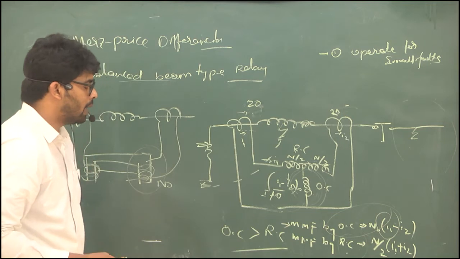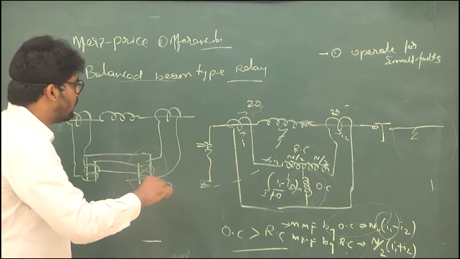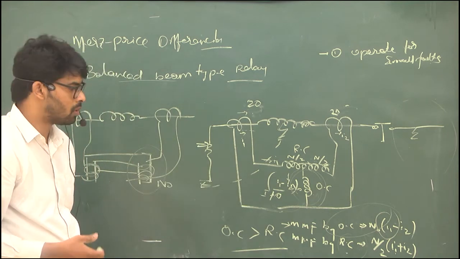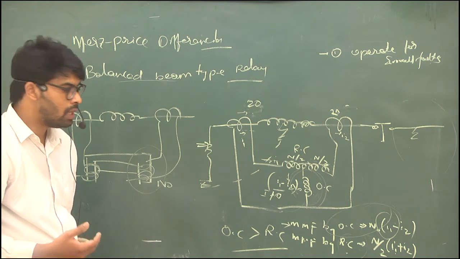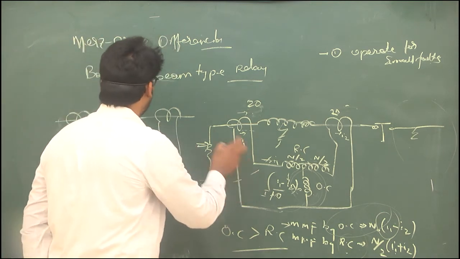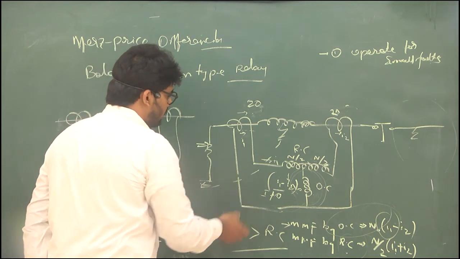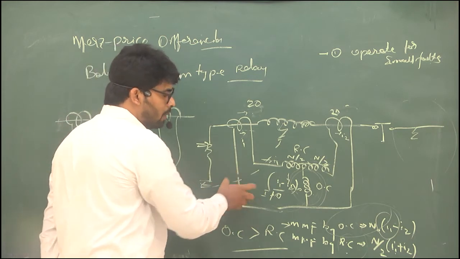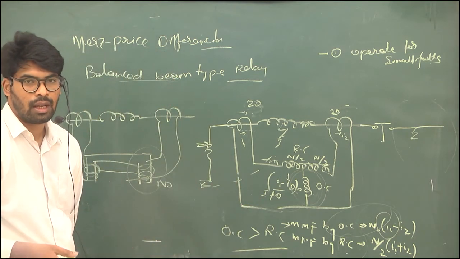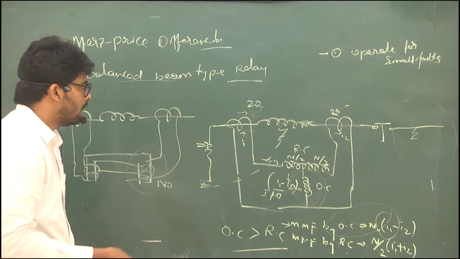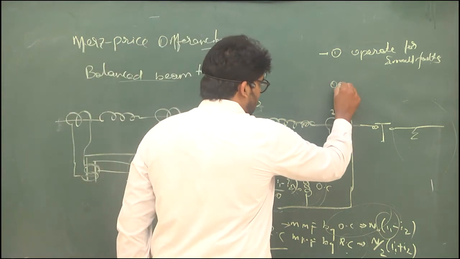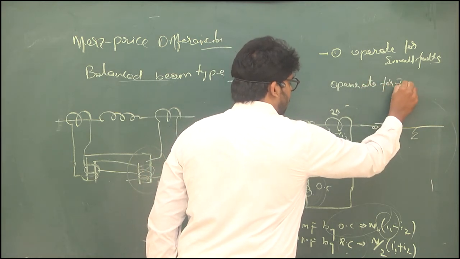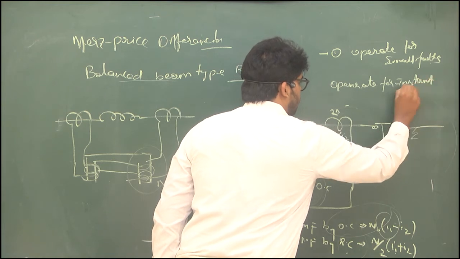Okay, and the other thing is, even though we know the basic operation of the beam type, in most cases this beam type is not used in practice. So we use the induction, what you call a balanced beam type relay. For explanation purposes I explained this beam type relay, but this beam type relay has disadvantages. What are the disadvantages? It will operate for instant of times. That means this is not useful for us.